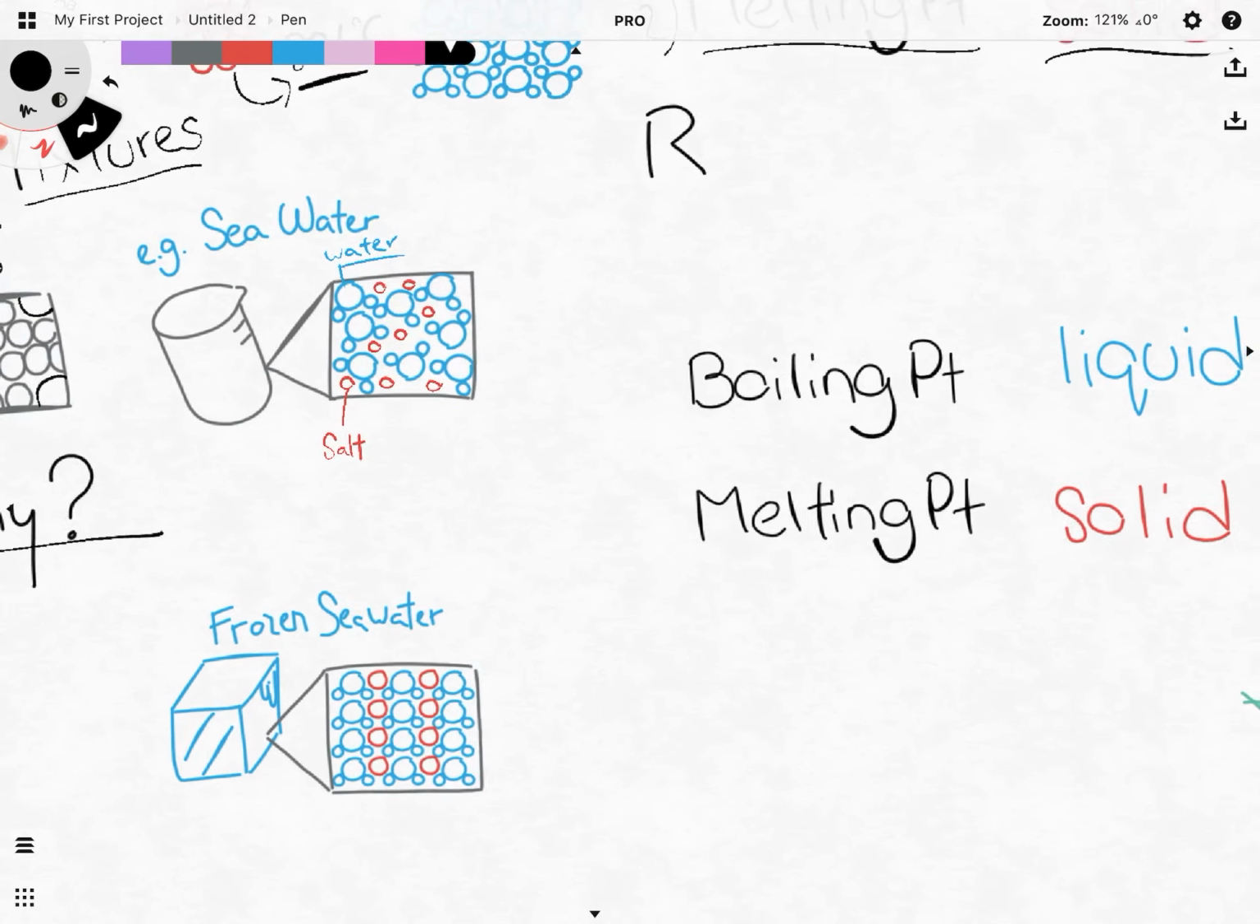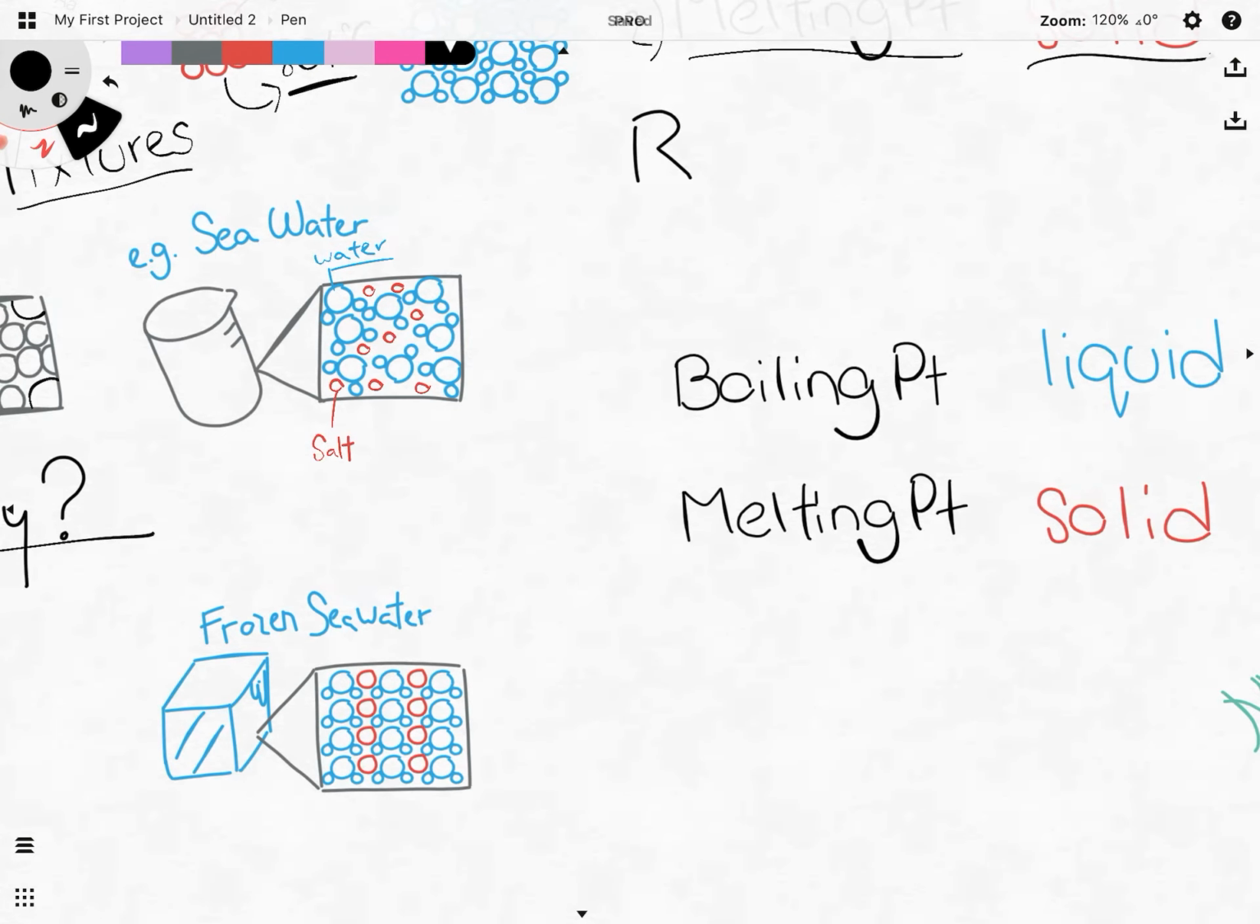If I have substances that are not pure, like let's say seawater, or seawater that's been frozen, the solid state, we'll find that they will melt and boil over a range of temperatures. A range of temperatures meaning that you won't find seawater boiling at 100 degrees Celsius. Instead, it will boil over a range. It may boil over a range of 100 degrees Celsius all the way to 110 degrees Celsius. It will boil over a range.